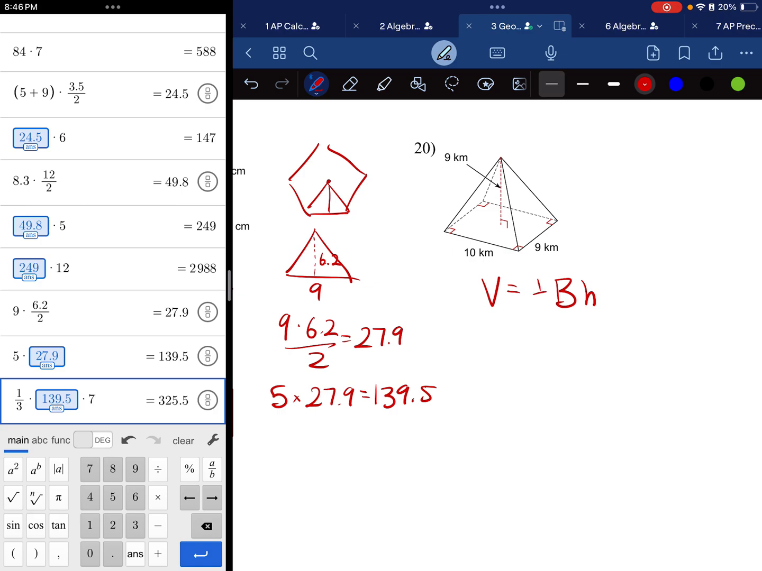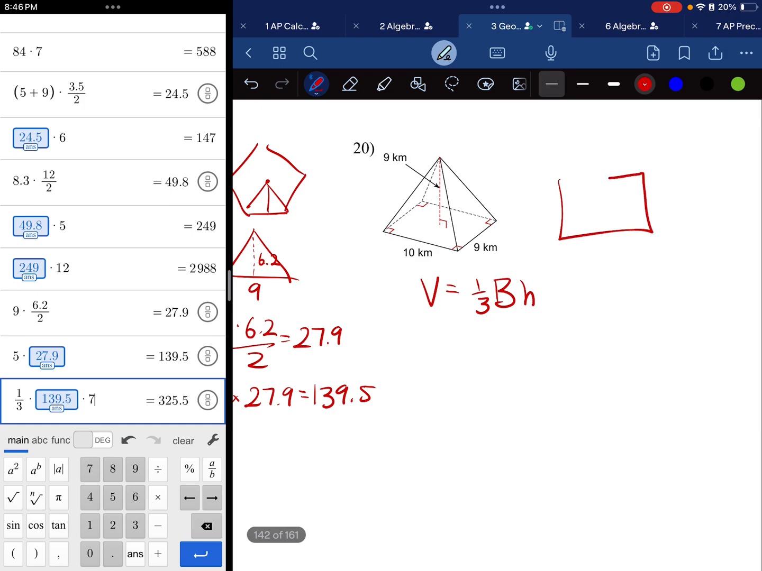Because of the pyramid, we're going to have a 1/3 of that. And I need to figure out what the base is. The base shape here is pretty straightforward. It looks like it's a rectangle. That's not a rectangle. Come on, technology. I'm trying to draw a rectangle. There. It's a 10 by 9, which is an area of 90.